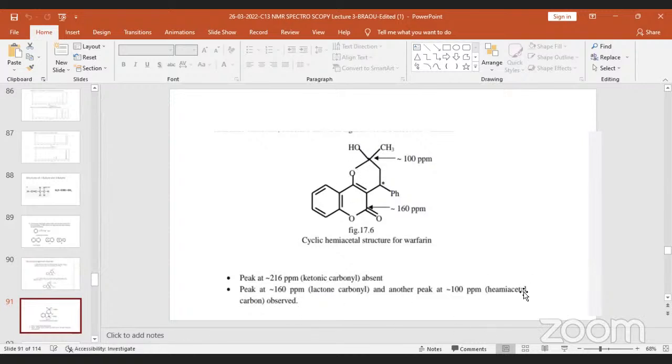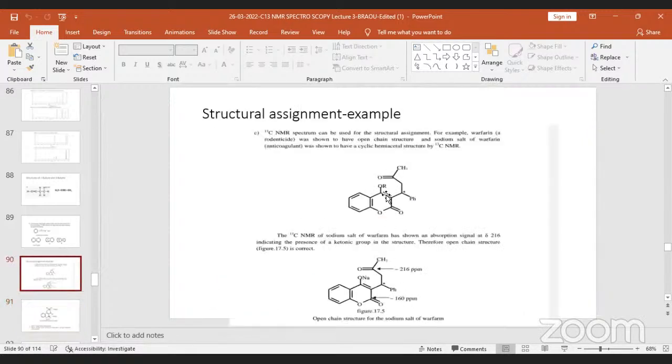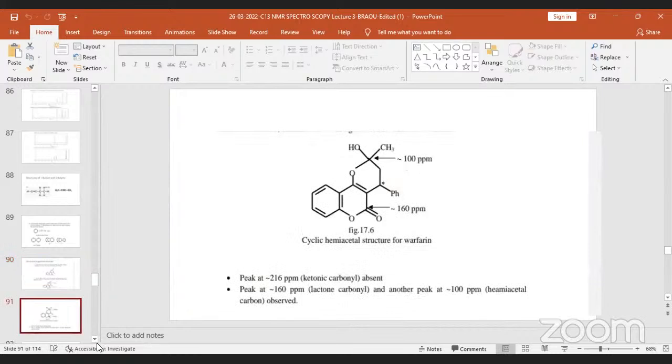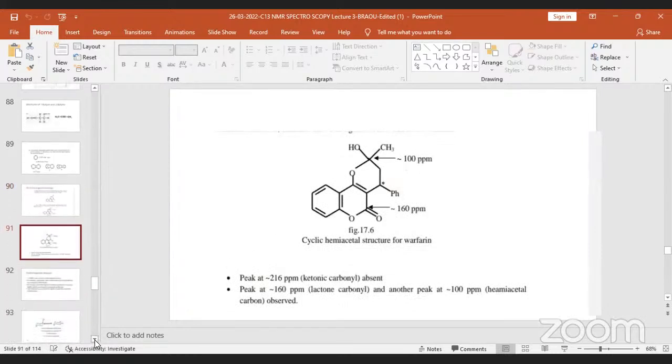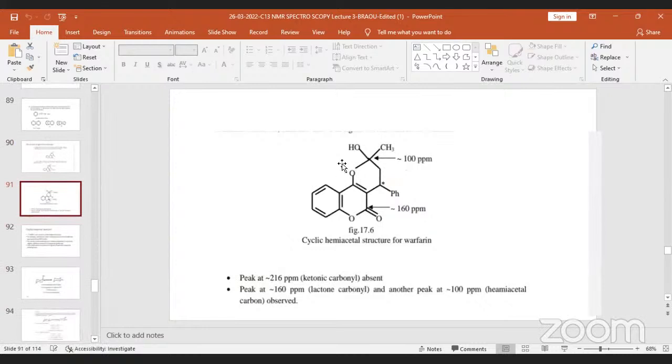So that is how the structures of these two compounds were identified. What does it show? Warfarin and the sodium salt of warfarin have different structures. Here a cyclic structure is there, here an acyclic structure is there. So they have different properties also, because one is a rodenticide, the other one is an anticoagulant. So it is very useful in tricky, special cases. Such structural assignment is possible with C13 NMR.